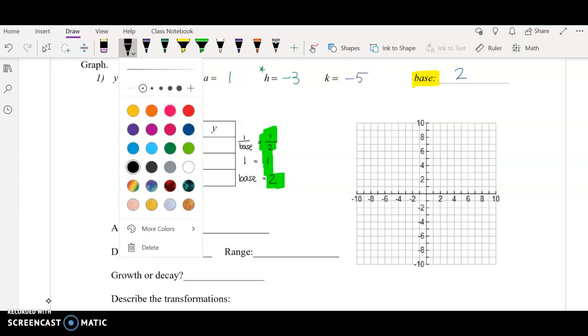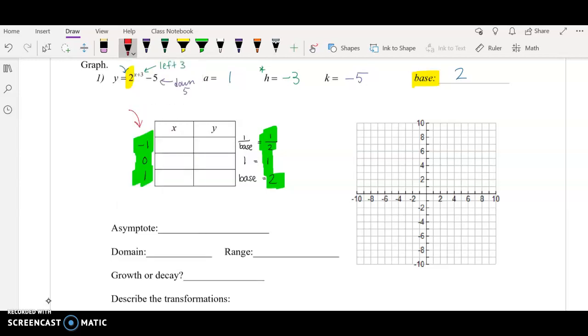So to move things around, to your x values, you're going to add h. H always goes with your x values. Your a and your k are always going to affect your y values. So you're going to take your y values and multiply by a, and then add k to them. So every single time you do a graph, your h value is going to go with your x. Your y values, you're going to multiply by a and then add k.